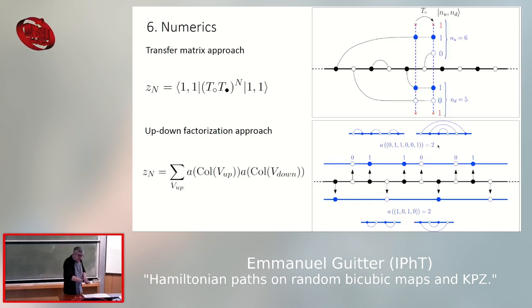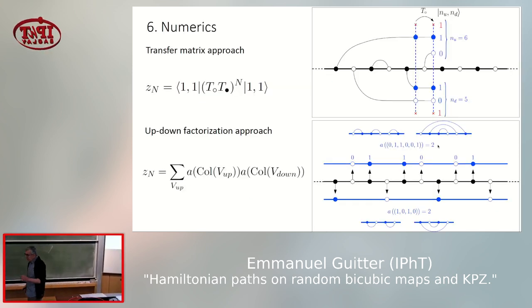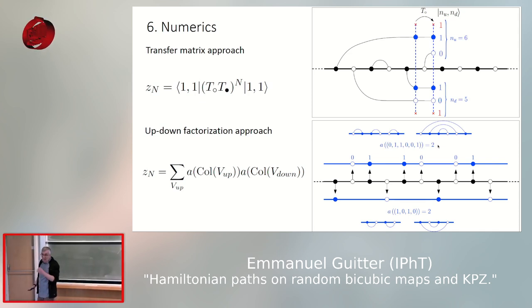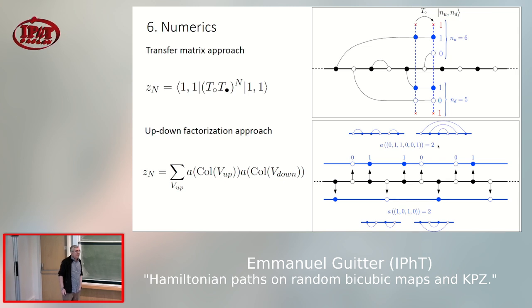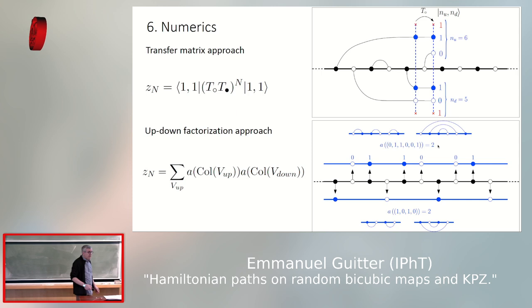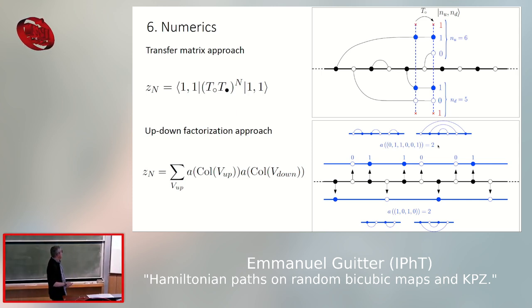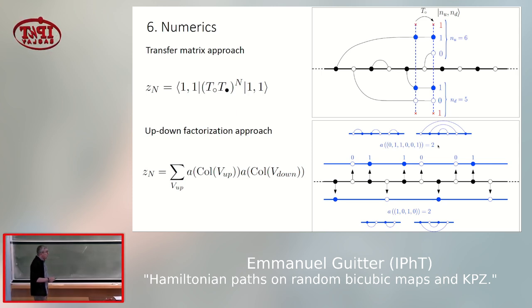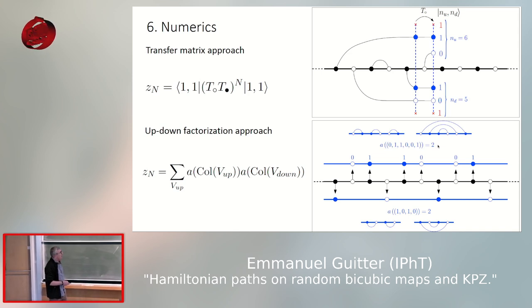Okay, so, can we verify that? Yes, we can verify that by making, as I told you, numerical simulations to compute the data exactly for small sizes. So I told you we can go as far as n equals 34. Okay, so we use two types of approaches. The first approach is a transfer matrix approach.